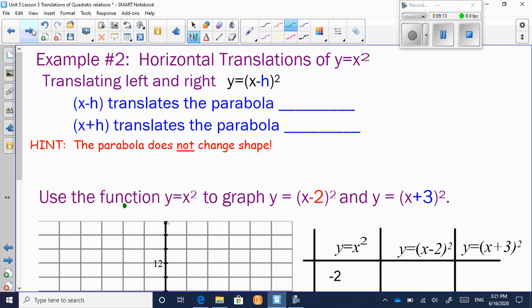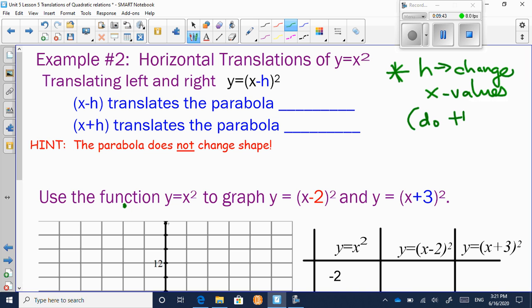Well, the next one is called the h. And notice that the h is inside the bracket. And so I just want to put a star here to remind you that the h is going to change your x values. Changes your x values. Okay. And then I'm also going to say, in brackets here, do the opposite.